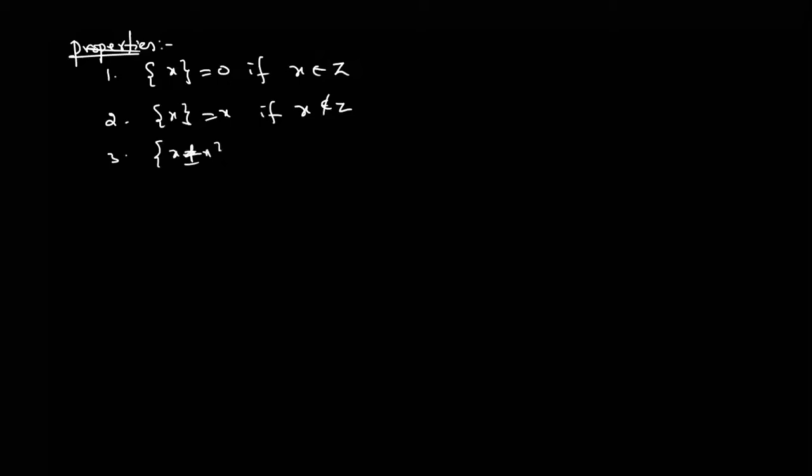Properties, what is the first one? The fraction part of x is 0 when x belongs to Z. What is the next one I gave? When x does not belong to Z, what is the case? That's all I think I gave. Am I correct? Okay, one more thing: the fraction part of x plus or minus n is equal to the fraction part of x every time, where n belongs to the integers.